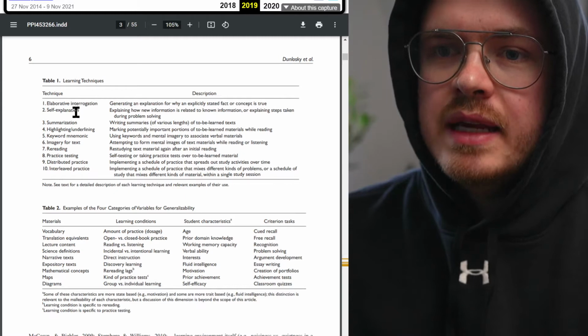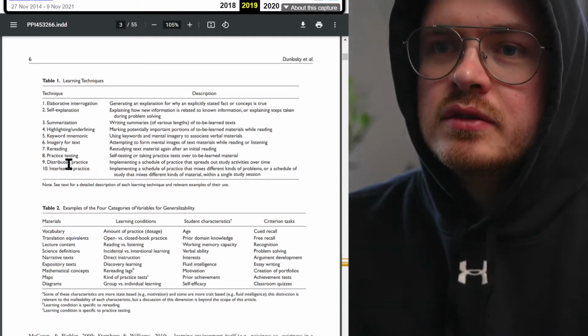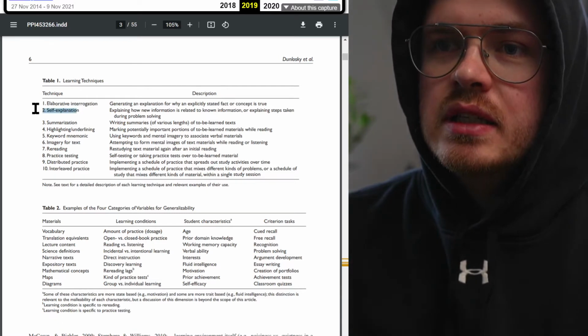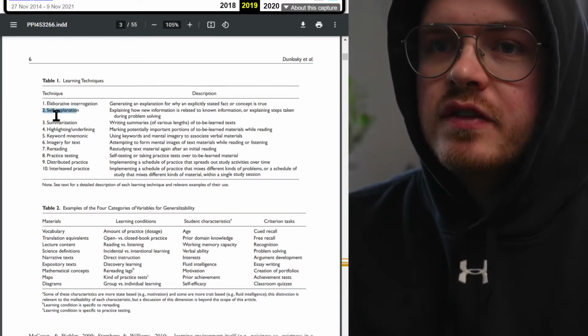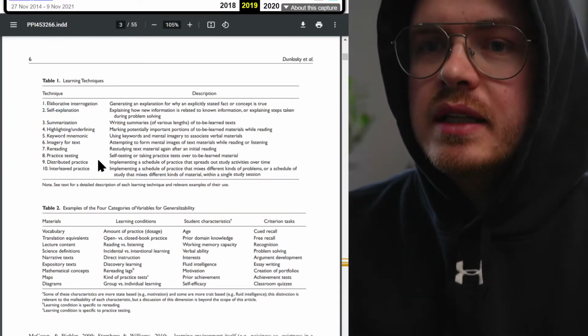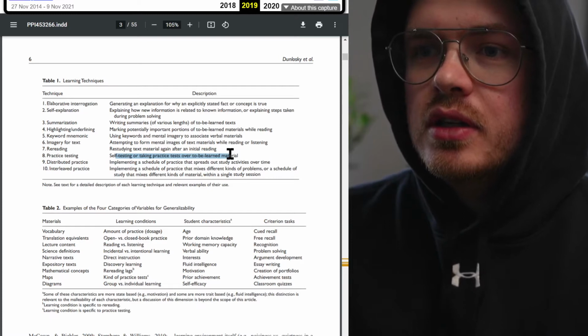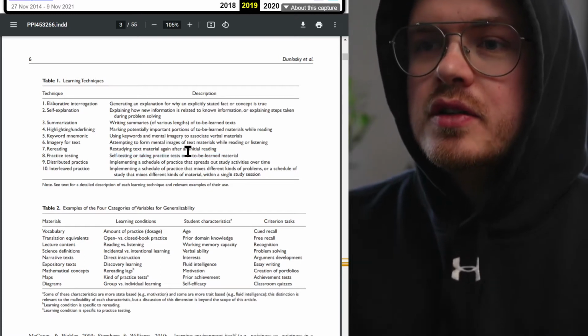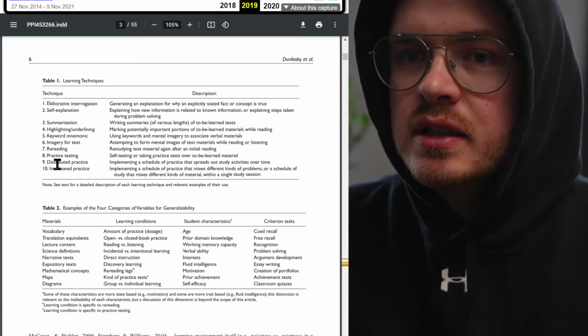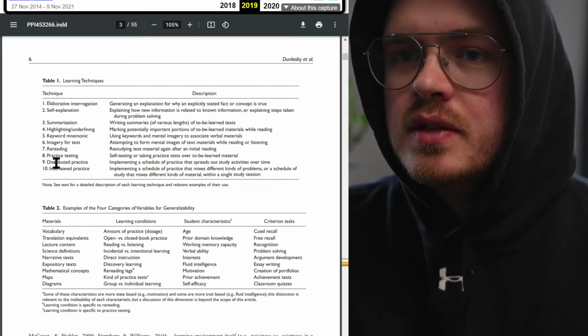Okay, they're sort of ranked in order of not effective to effective. Self-explanation is kind of related to the Feynman technique. I'll be doing a separate video on that. So self-testing, practice testing: self-testing or taking practice tests over to-be-learned material. This is big in the USMLE Step 1 study community.